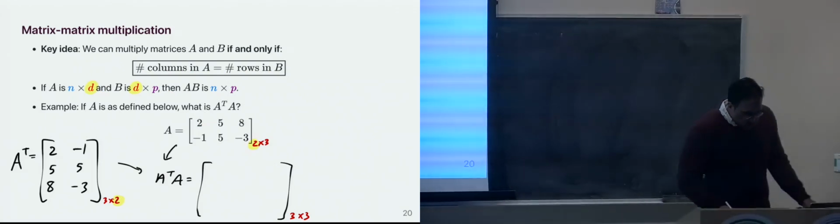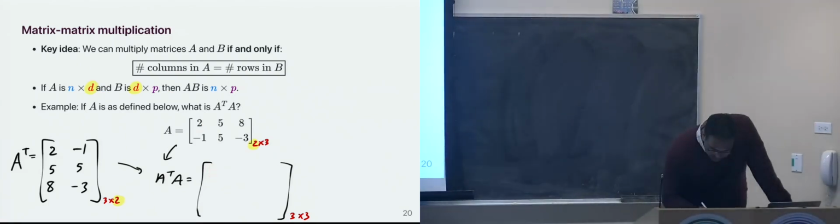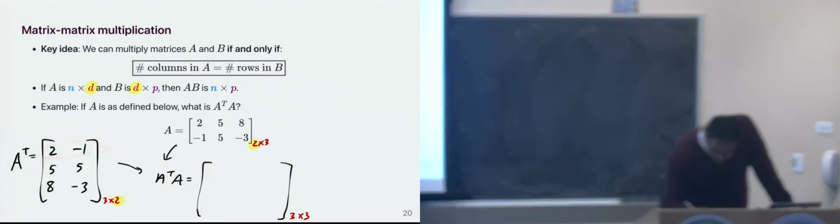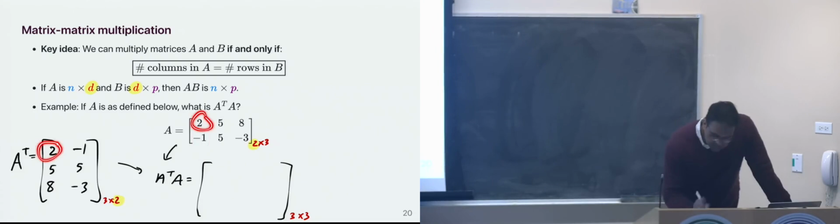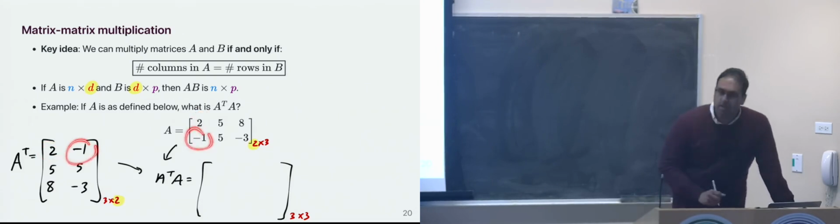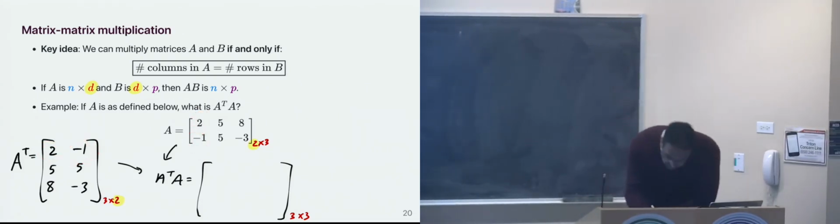Okay? So what's the number in the top left going to be? Well, it's the dot product of 2 and negative 1 with 2 and negative 1. What does that end up being? 2 times 2 is 4. Negative 1 times negative 1 is 1. 4 plus 1 is 5.